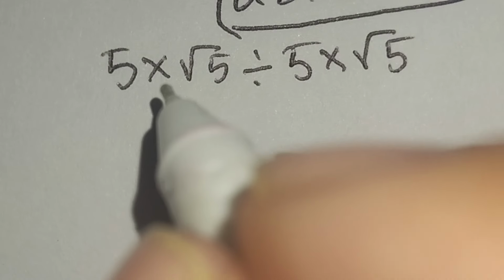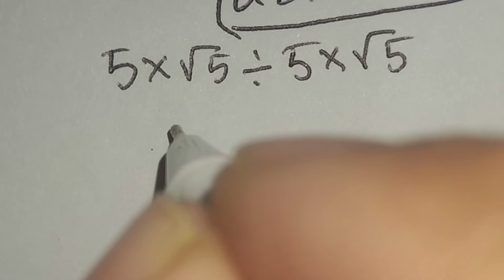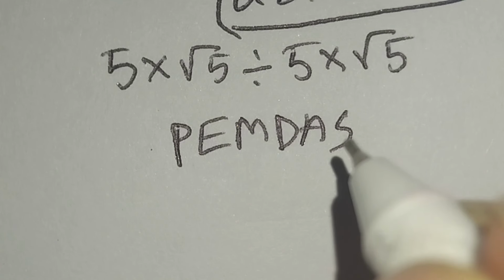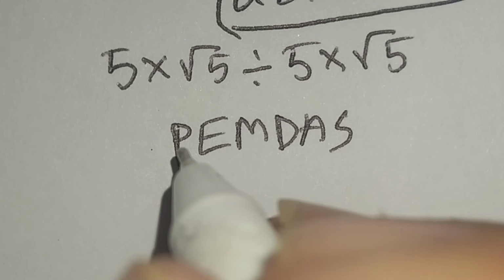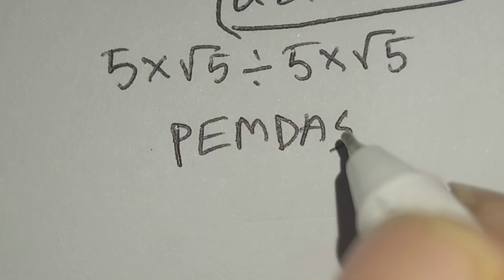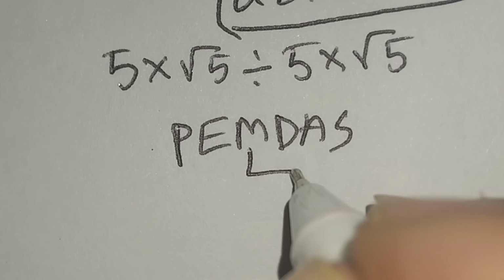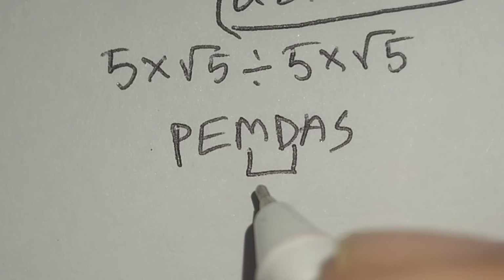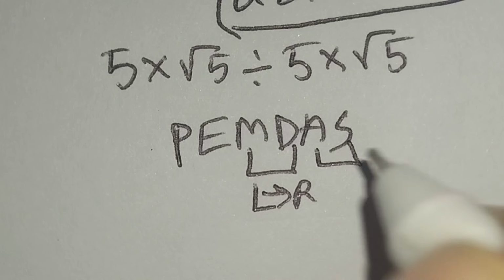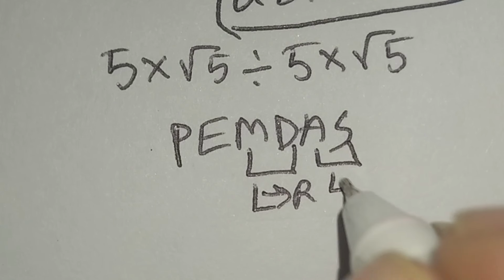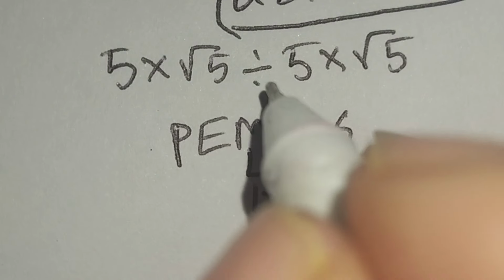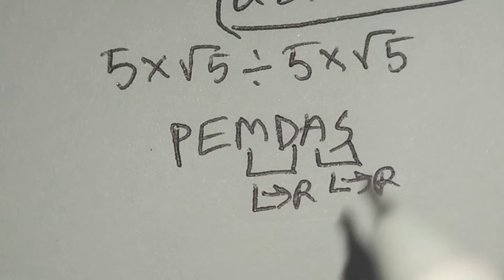Now we will apply the PEMDAS rule to solve this math correctly. According to the PEMDAS rule, at first we have to work with parentheses, then exponent, then multiplication or division, then addition or subtraction. Remember, multiplication and division have the same priority. For this we have to work left to right, and addition and subtraction have the same priority. For this we have to work left to right also. Therefore, at first we have to work with this multiplication, then this division, then this multiplication.